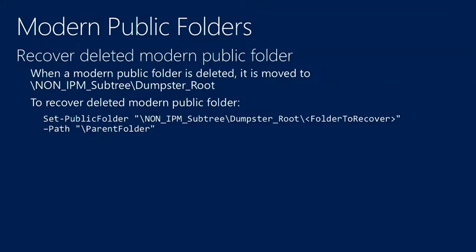Now, if you need to recover a deleted modern public folder, we now have a mechanism for you to do that as well. You simply use the set public folder, you point it to the non-IPM subtree under the dumpster root, you give it the name of the folder that you want to recover, and then you point it to the parent folder in your production environment under which you would want to recover that data. So just like we have deleted item recovery for regular mailboxes, we also have that for public folder mailboxes as well.